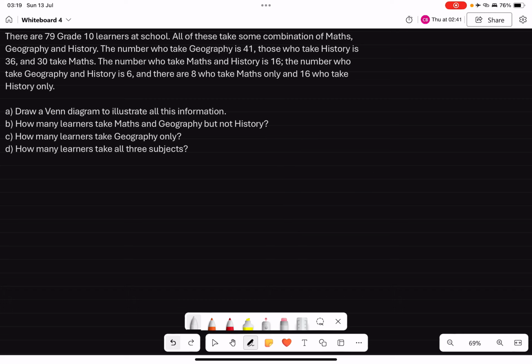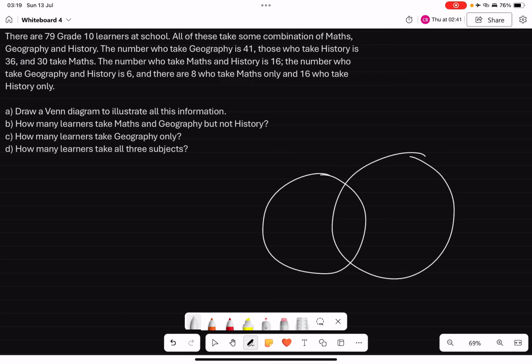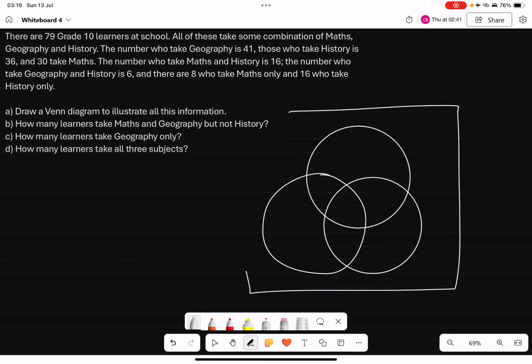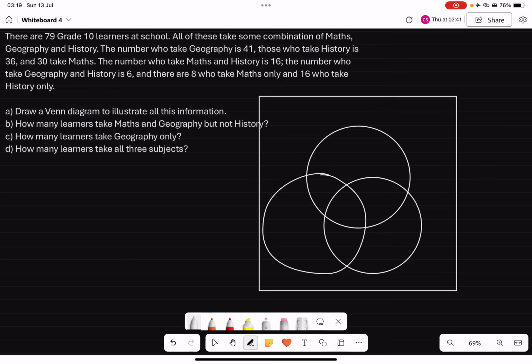So let me draw my Venn diagram. Let's make the circles more or less the same size. And then we close this in a box. Then we can easily tell that the total is 79, as we were told. All right, let's keep on going.